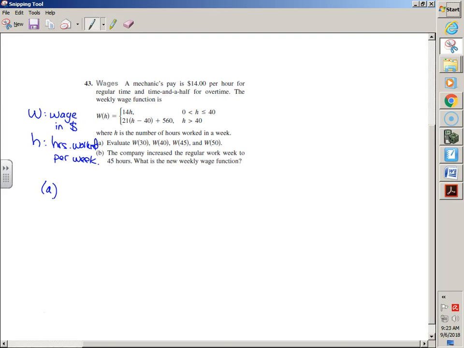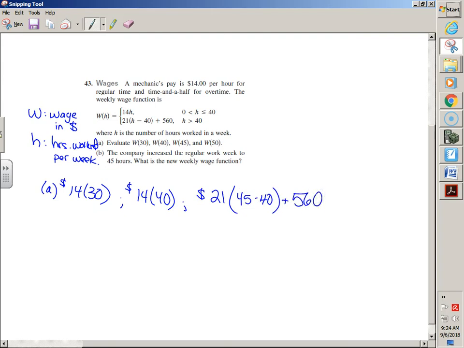So letter A, you're plugging in saying, hey, 30, that's less than 40, cool, so it's going to be 14 times $30, right? For W of 30. I'll just put a dollar sign. And you're going to keep on going as soon as you get to the next one, W of 40. Not that yet, because that's going to be 14 times 40. You're allowed to work up to 40 hours a week. But as soon as you get to 45, what's going to happen? Now you're going to have to go ahead and take, hey, 45 is 5 hours over the 40 plus the base pay of 560. Does that kind of make sense what the function is doing, why it's doing it?